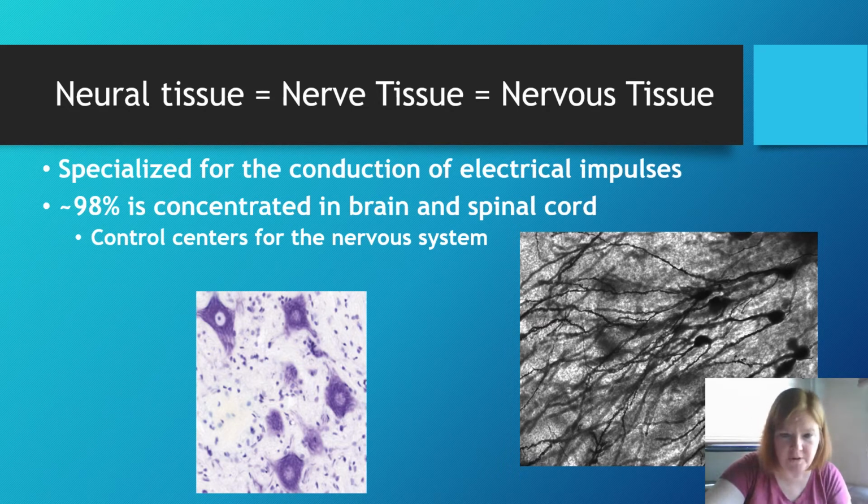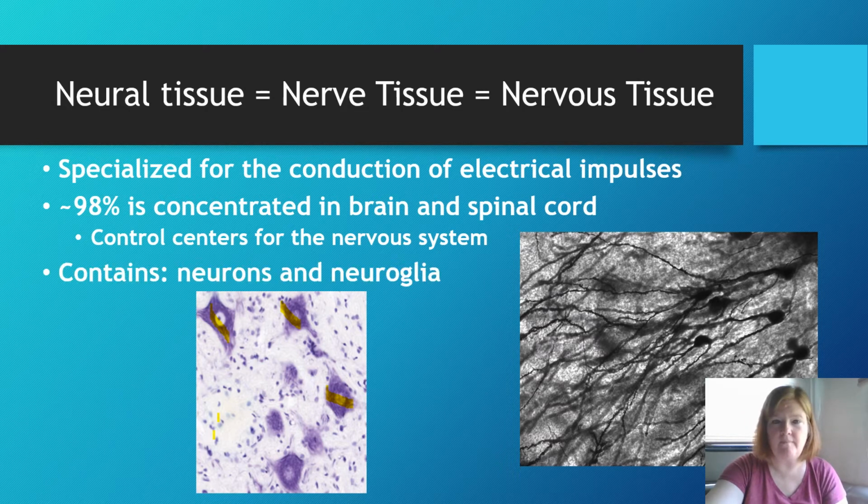system. So you can see in this image right here at this bottom one, these are the neurons. So that's a neuron, that's a neuron, that's a neuron, and then you see all these little dots in here. Those are the glial cells. So it contains neurons, those big cells, the stars, the functional unit, and then the neuroglial cells or glial cells.